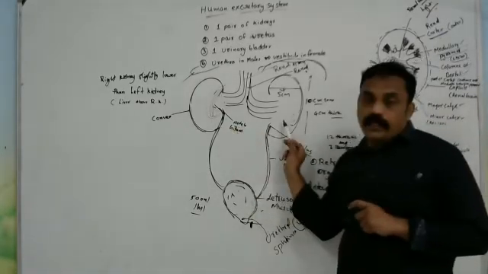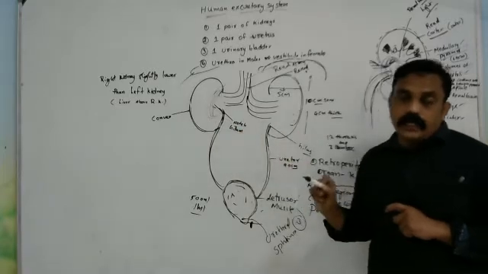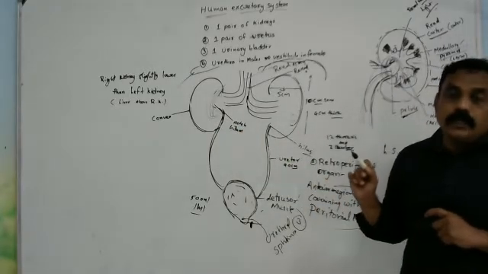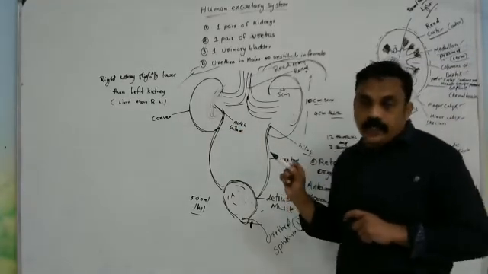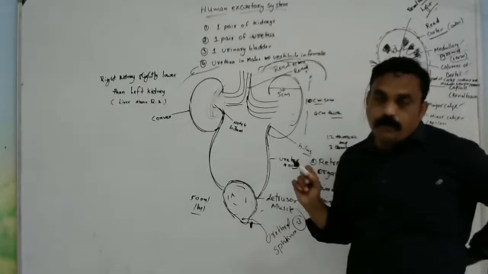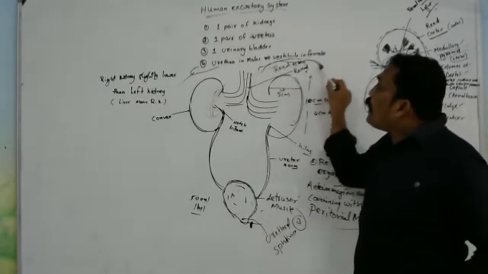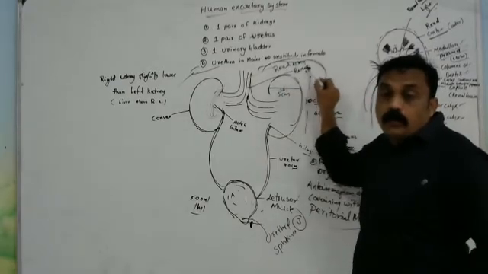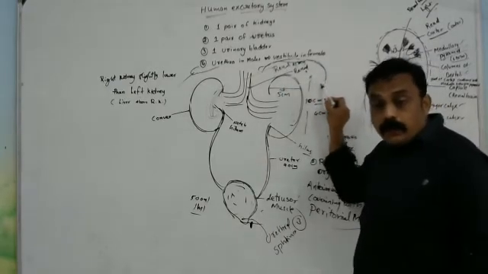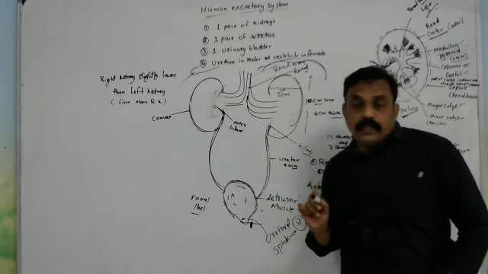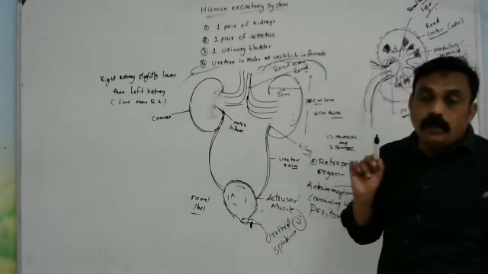Then the one pair of kidneys. Generally, kidneys are located in the dorsal abdominal cavity, dorsal meaning the backside of the abdominal cavity, and the peritoneal membrane covers only the front of the kidneys. So it is called a retroperitoneal organ.